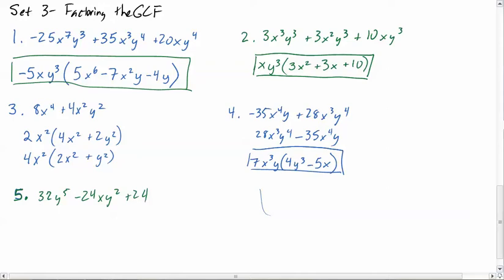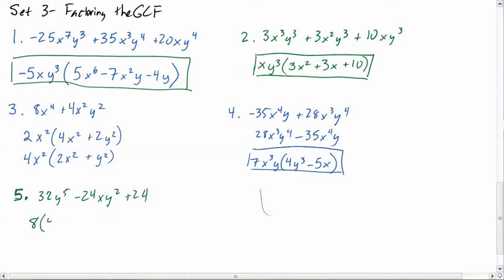What goes into 32? Well, 4 and 8. Okay, so does 8 go in? Oh, 8 goes into all of them. Let's try 8 then. Okay, 8. And then y's. Those two have y's, but that one doesn't. And that one has an x, but those don't. So it doesn't look like we can take out any letters at all.